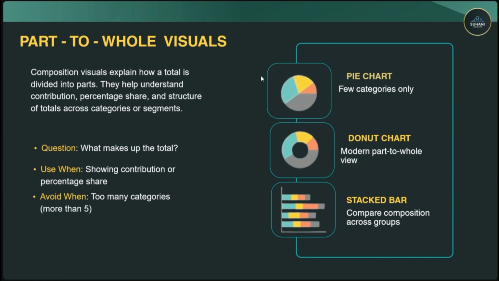We should avoid these visuals when the categories are more than 5, because then the charts and the analysis will not look that good. And yes, we can use them when we are showing any percentage share also. Like if we are showing this much percentage is held by this person, this much percentage is held by that person, then these visuals can also be used.